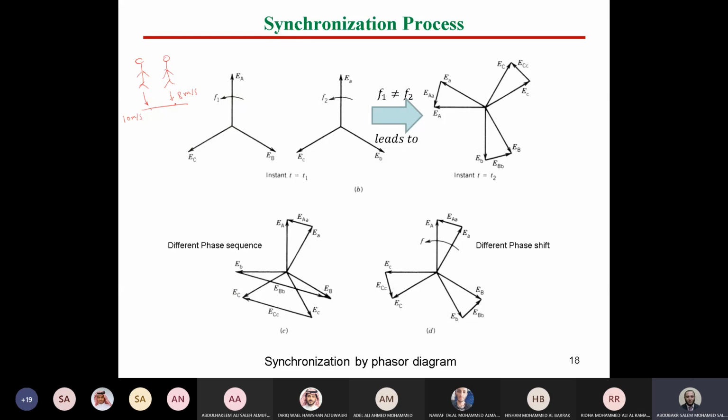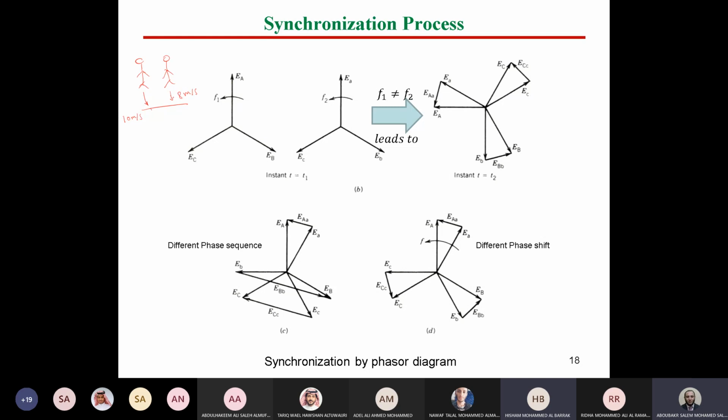Now, if we have different phase shift but equal frequency, what does it mean? It means we have two persons moving at the same speed. However, one started before the other by a certain time. So they will move at the same speed and will keep the same value of phase shift all the time. Is it clear now? Yes.